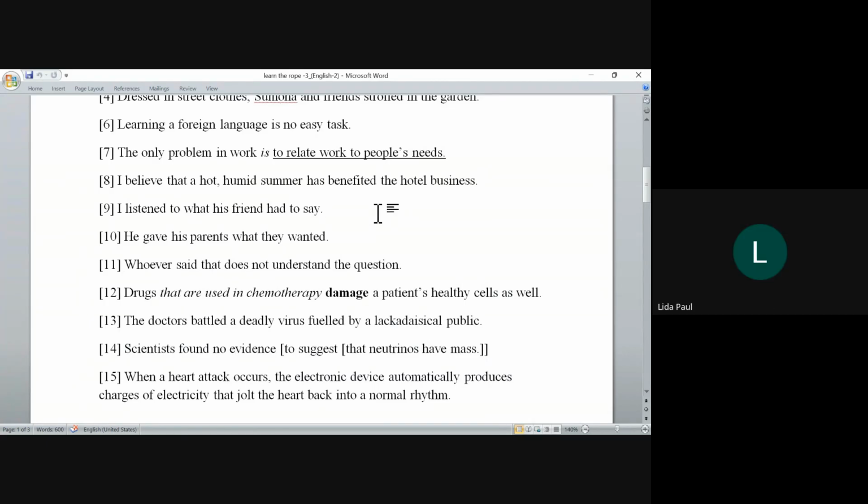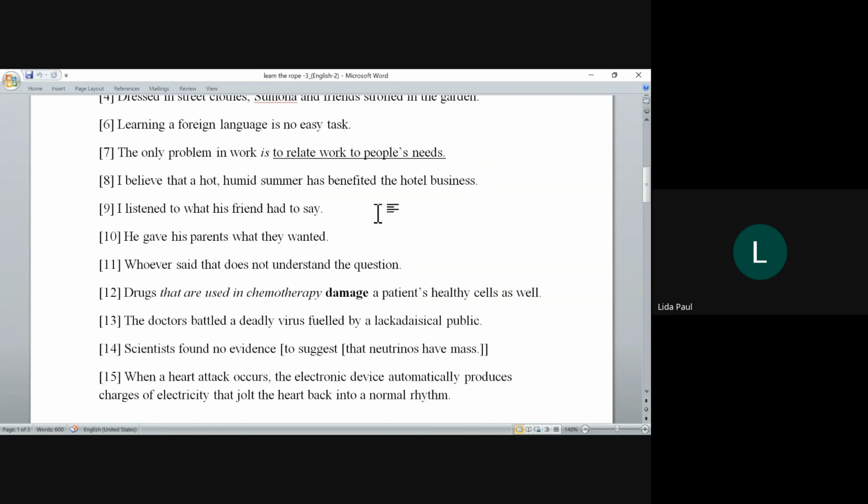He gave his parents what they wanted. He gave his parents what they wanted. What they wanted is a noun clause, right? So this is a noun clause because your verb here is give. Give is a ditransitive verb, so it can take two objects, right? First object is which one? Which is the direct object? He gave his parents what they wanted. Give is ditransitive, which means it has two objects. So it will have direct and indirect objects.